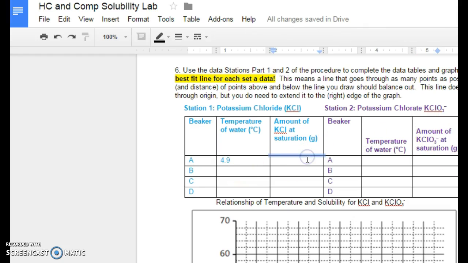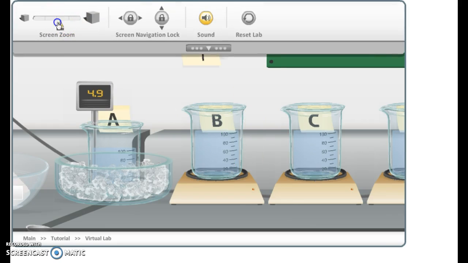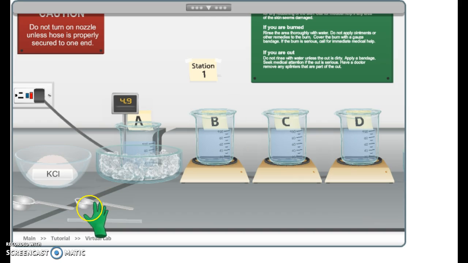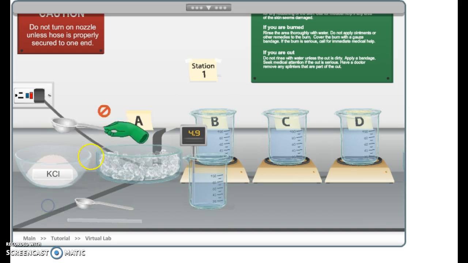All right, and then we need to know the amount of KCl at saturation. So what does saturation mean? It means that no more will dissolve. Now, they have a 1 gram scoop and a 5 gram scoop. We're going to use the 5 because we're going to get the same results, and it's just not worth the time to sit and do one at a time.